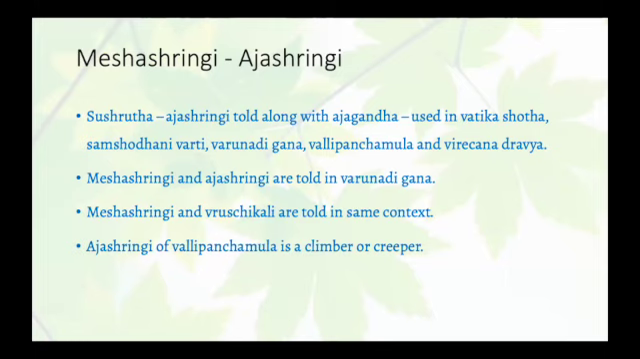Then from the Sushruta, Ajashringi is told along with Ajagandha, and in Vatika Shodhana, Samshodhanavarti and Varunadigana, Valli Panchamula and Virechana Dravya. Many references are there. Meshashringi and Ajashringi are told in the Varunadigana, and Meshashringi and Vrishtikali are told in the same context. So with this, we can say that there are three different dravyas, Meshashringi, Ajashringi and Vrishtikali, and Ajashringi is one of the Valli Panchamula dravyas.